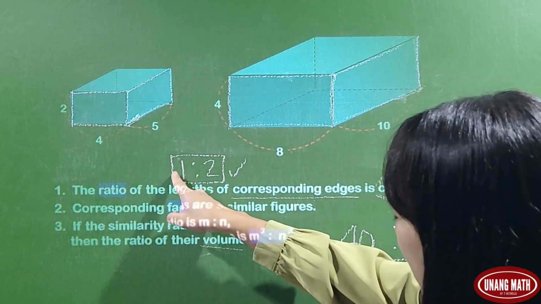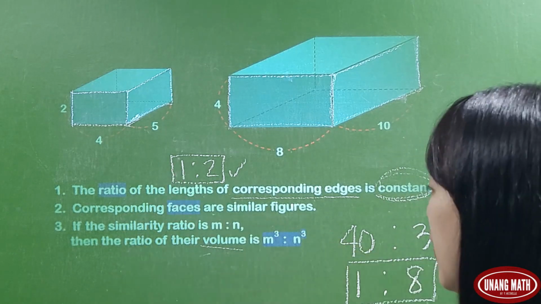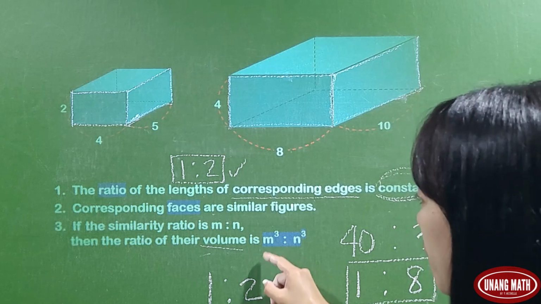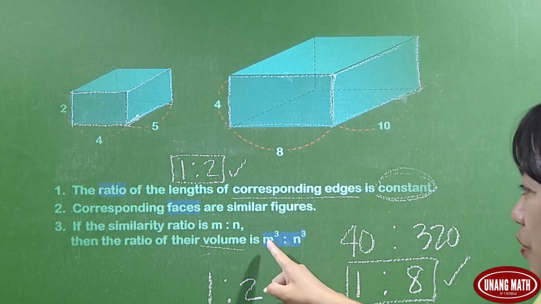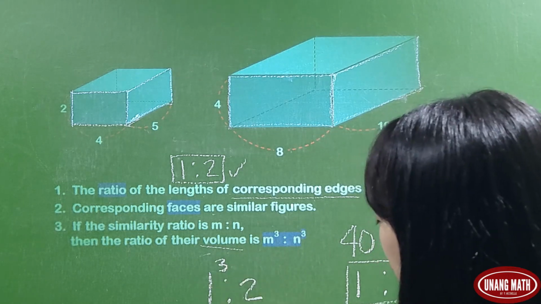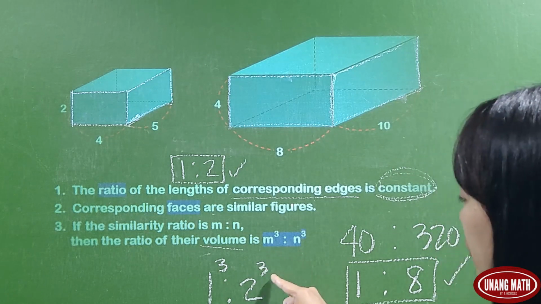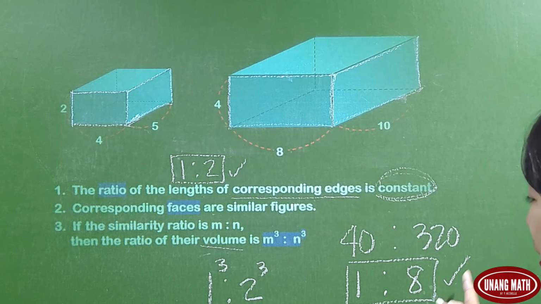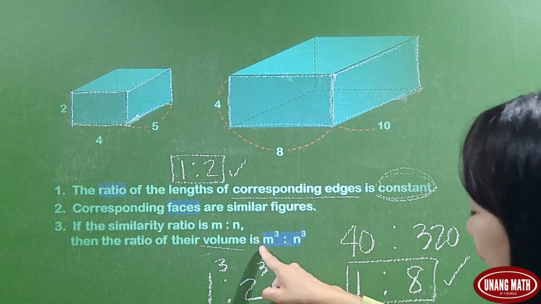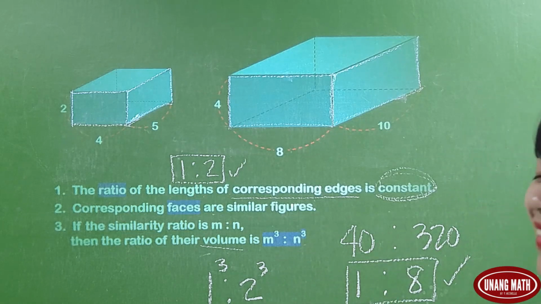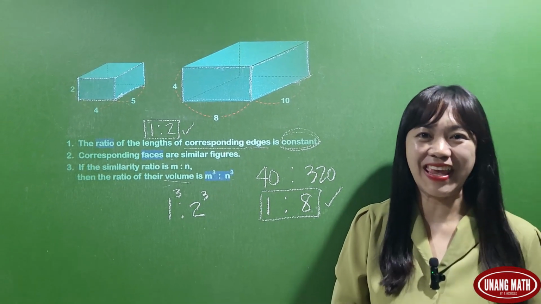So originally, the ratio of similarity is 1 is to 2. You have to raise it to the power of 3. So 1 raised to the power of 3 is 1. 2 raised to the power of 3 is 8. So the ratio of their volume is 1 is to 8. That's why it's m raised to 3 is to n raised to 3.